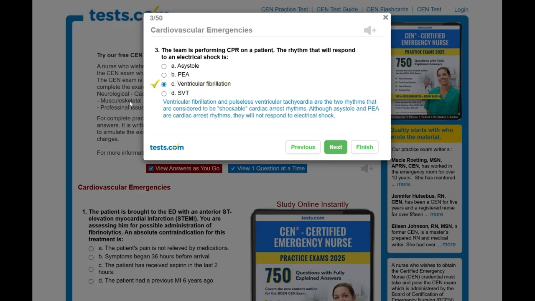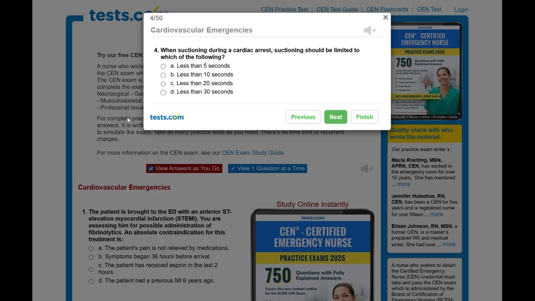C. Ventricular fibrillation. Ventricular fibrillation and pulseless ventricular tachycardia are the two rhythms that are considered to be shockable cardiac arrest rhythms. Although asystole and PEA are cardiac arrest rhythms, they will not respond to electrical shock.